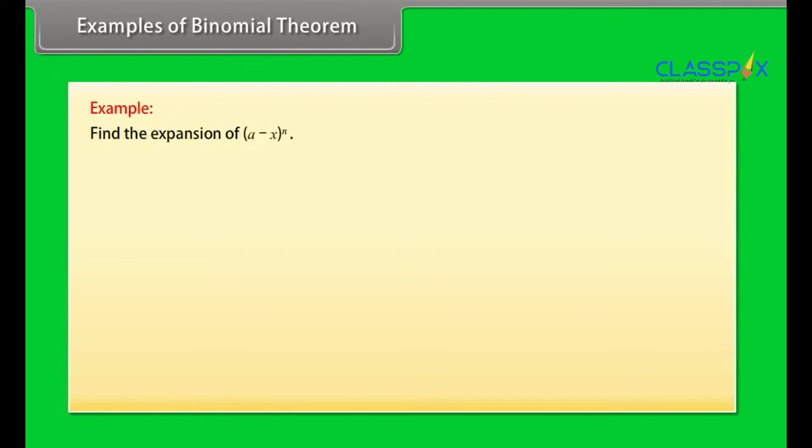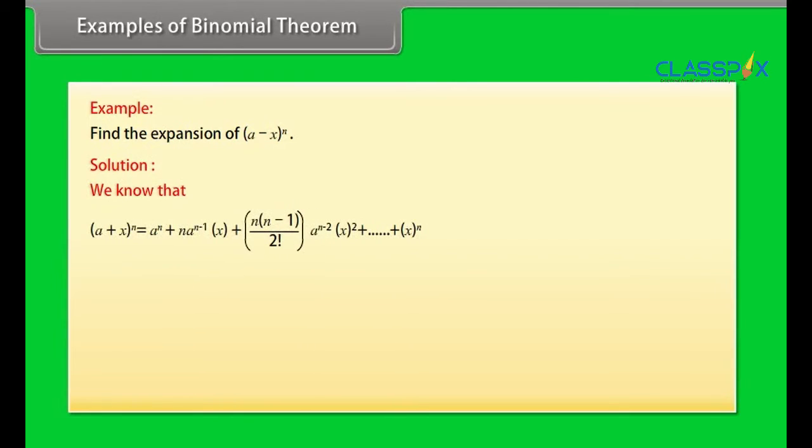Examples of binomial theorem. Example: find the expansion of (a − x)ⁿ. Solution: we know that (a + x)ⁿ is equal to aⁿ + n into a^(n−1) into x + n(n − 1)/2! into a^(n−2) into x² and so on up to xⁿ. Put x equal to −x in the above expansion.